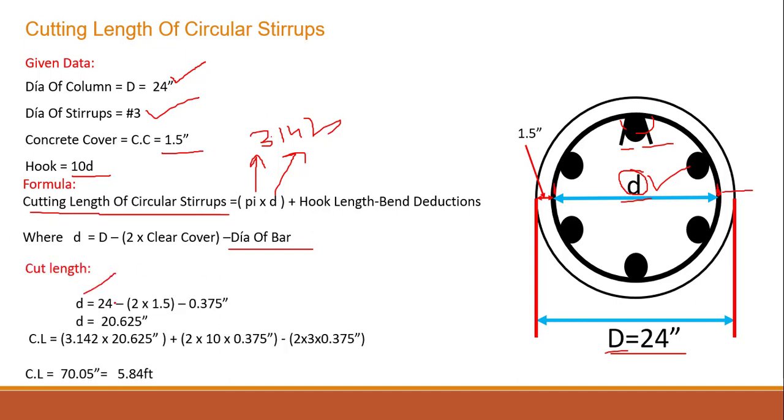First let's find out the D. 24 minus 2 into 1.5, meaning clear cover, minus dia bar. So we know this D is equal to 20.625. Okay.